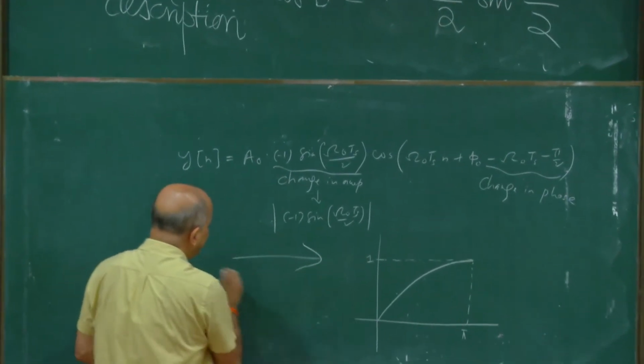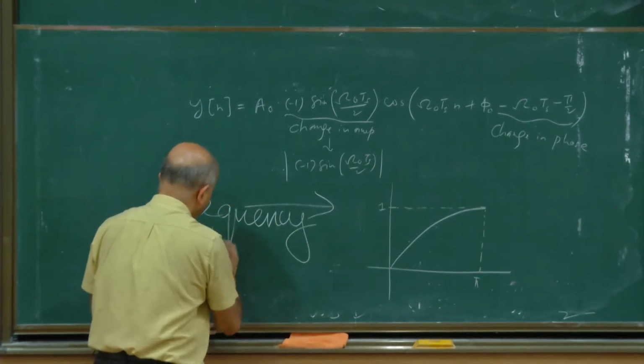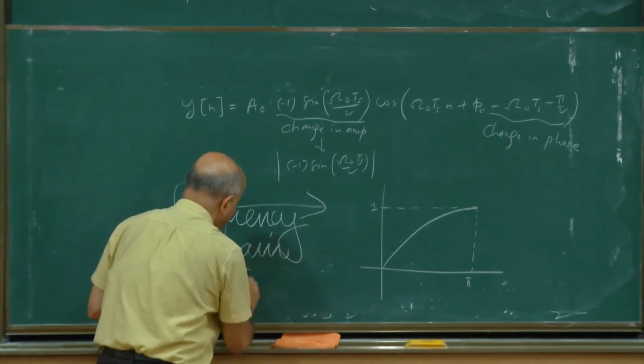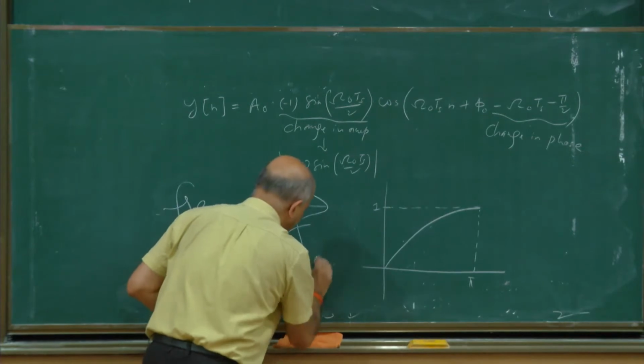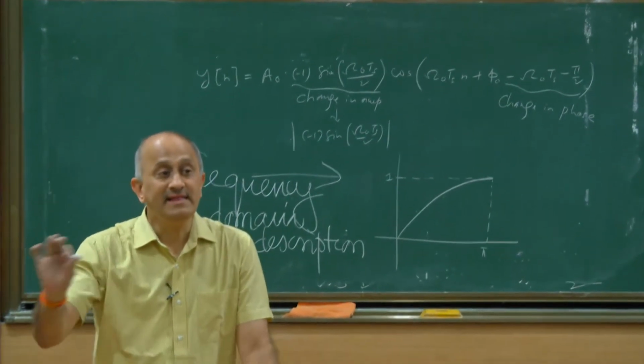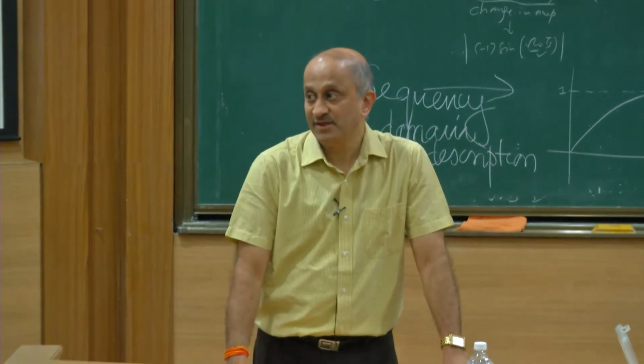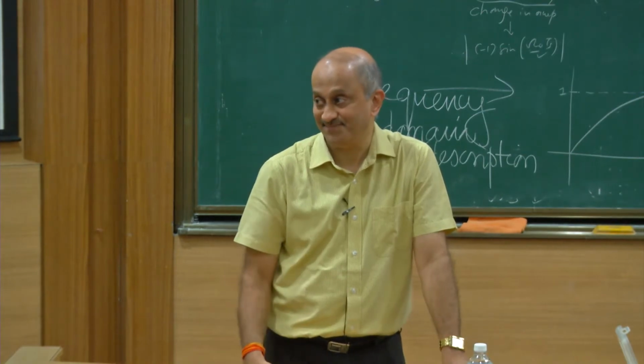This is a frequency domain description of the system. It tells you what the system does to different frequencies of sinusoids that could be fed to it. So it's a frequency domain description of the system.